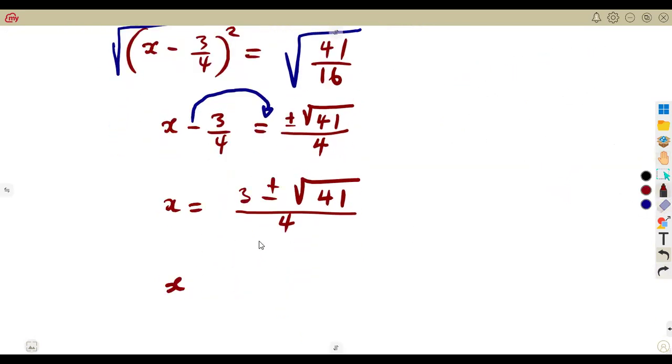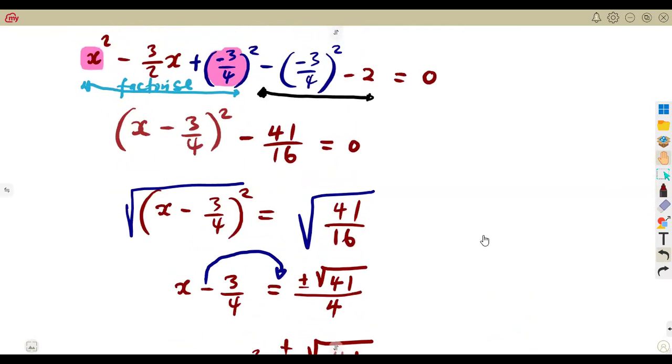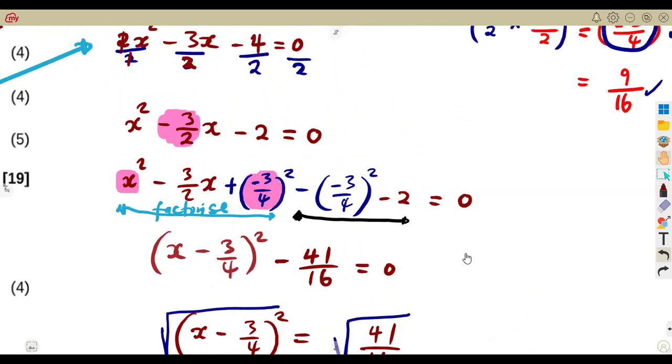So let us have our x values. As we saw from our previous question, we're going to take a plus. So our x from the plus was going to give us 2,35. From a negative value, our x was going to give us minus 0,85 to 2 decimal places. So we saw these answers from our previous question using the quadratic formula. That is one and the same thing. So this is how questions can be given. You have to be careful using the completing of the square method, know your stages.